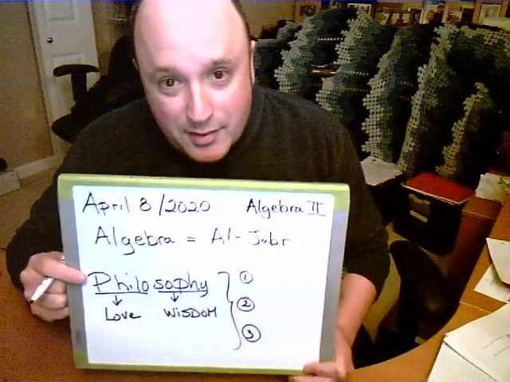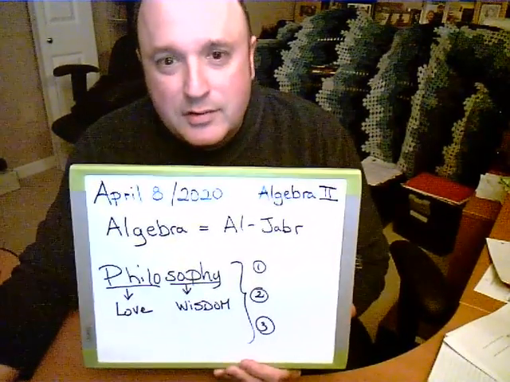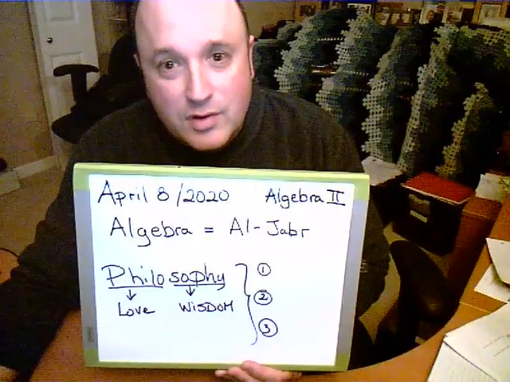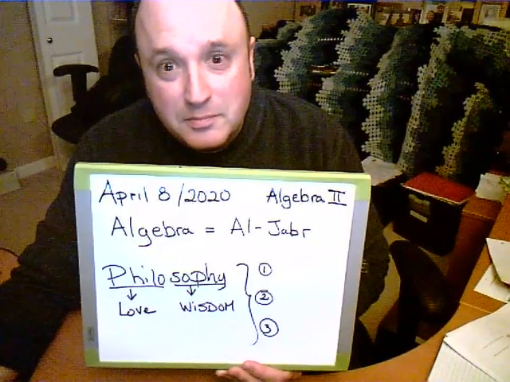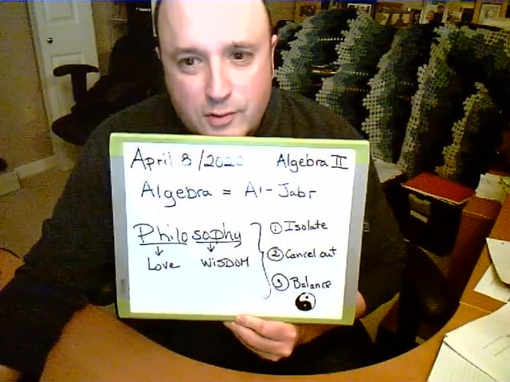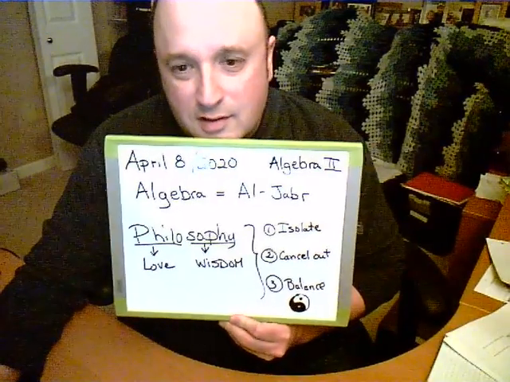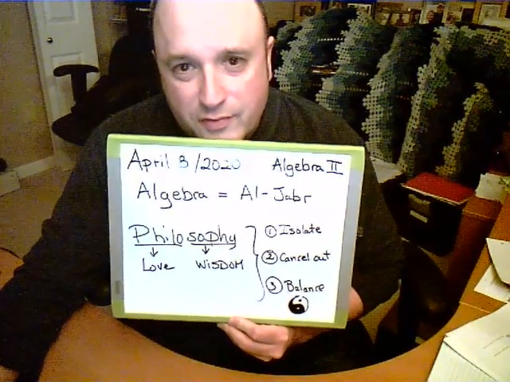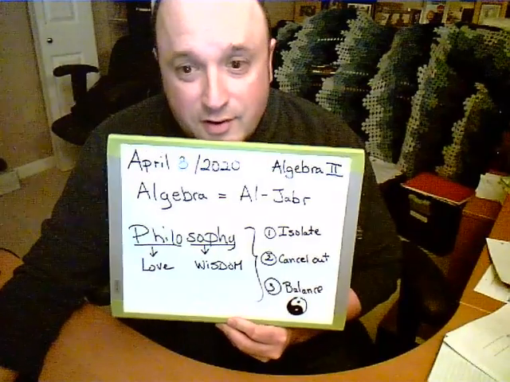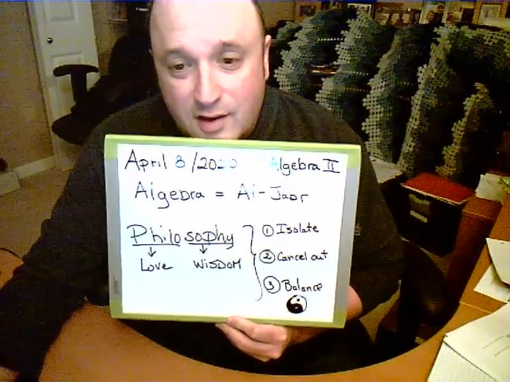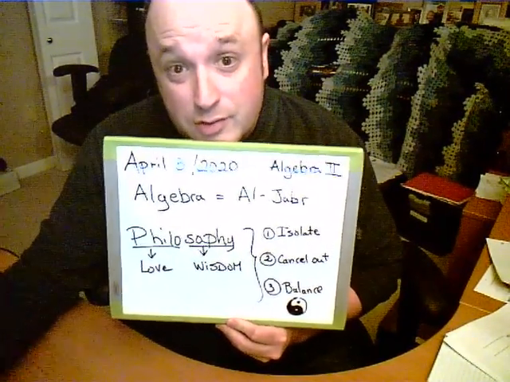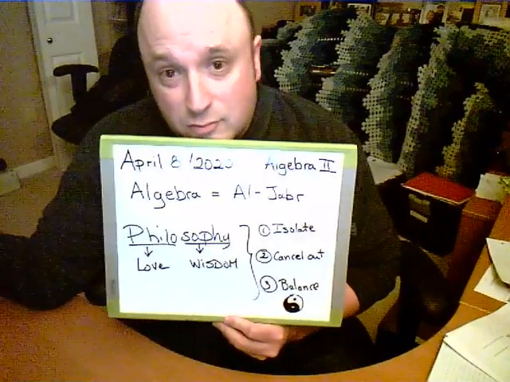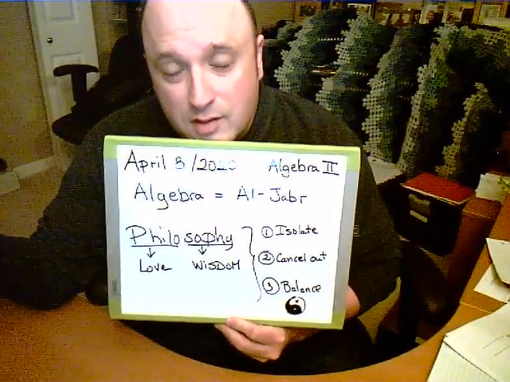Can you remember what they are? Take a moment, see if you can. I'll pause the video. Alright, so the philosophy is really 3 parts. You start off figuring out how to isolate, and then you have to figure out how to cancel, and then you have to figure out how to balance, or what you do to one side of the equation, you have to do to the other side of the equation.